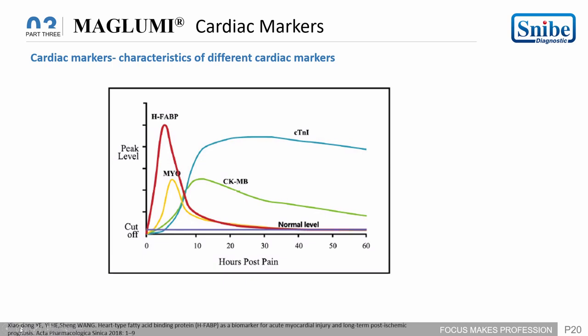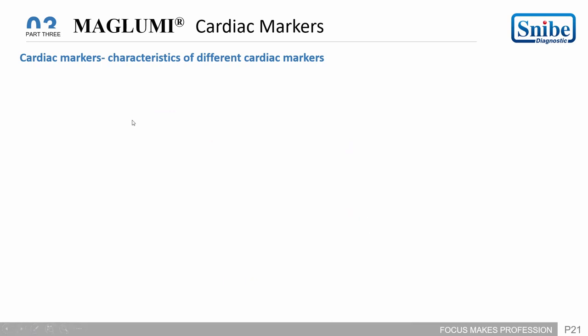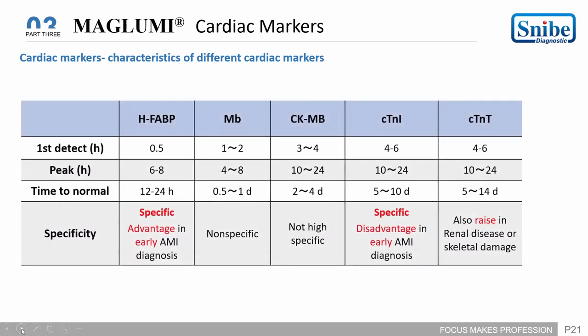Going further, for the characterization of the different cardiac markers and their peak values based on their levels, H-FABP is detected first, at 0.5 hours, compared to the other markers. So this is the earliest marker detection for the patient.